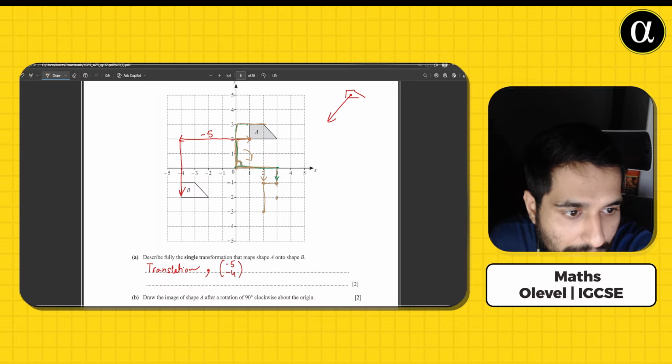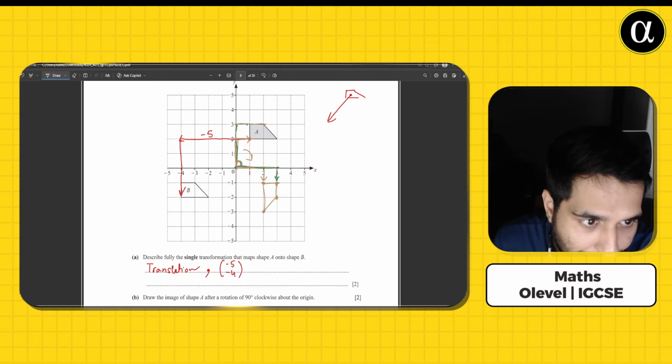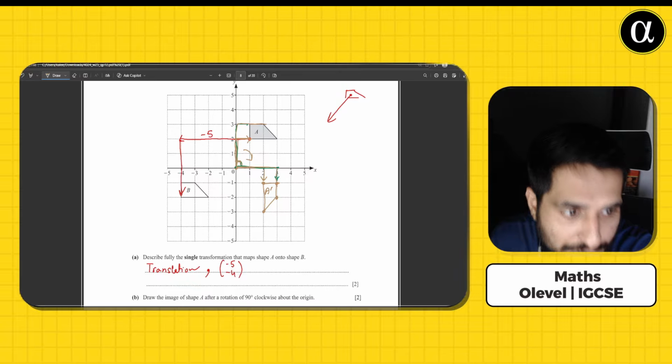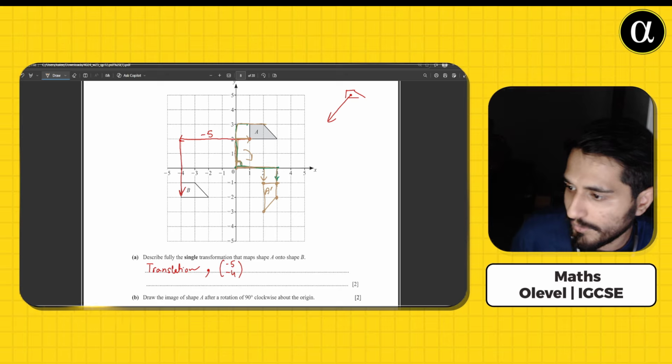This is going to be my shape. All right, this is going to be A. If the examiner doesn't mention, we are just going to say it's going to be A prime. All right, let's move on.